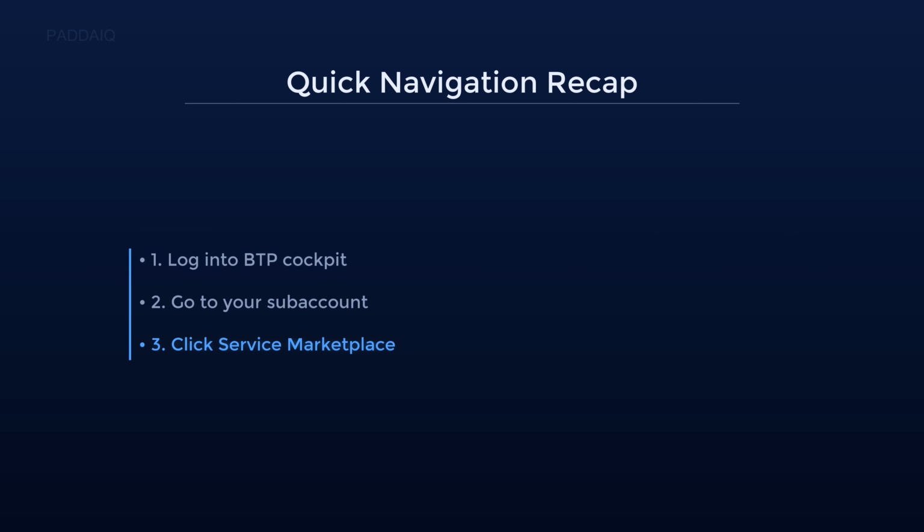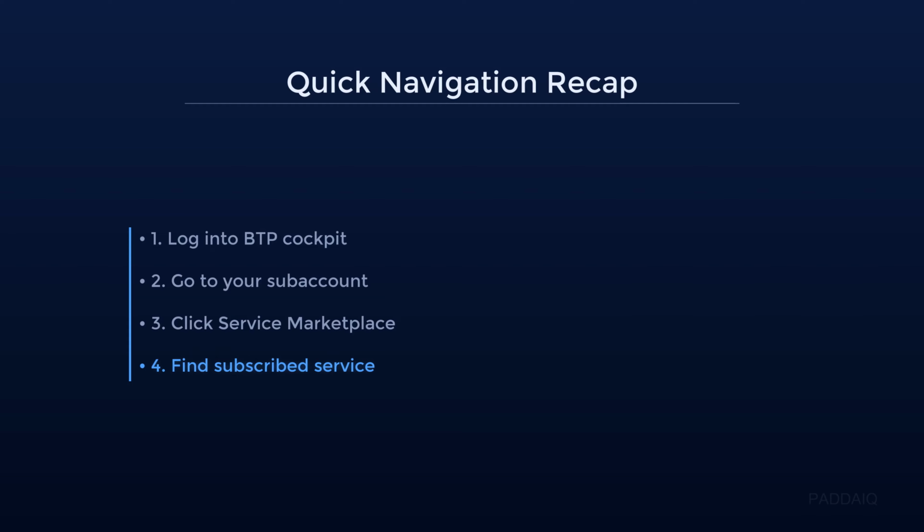3. Click Service Marketplace. This opens the catalog where all available BTP services are listed, like a digital app store. For example, if you need a database, you find and select it here. This action is your starting point for activating any service you require.